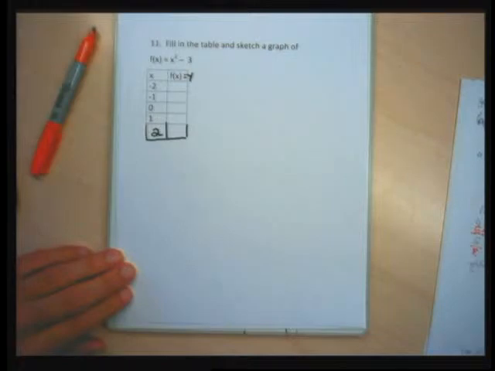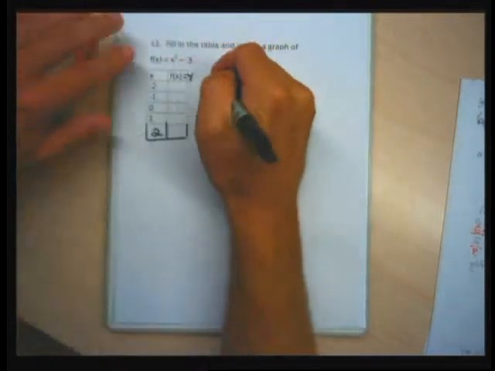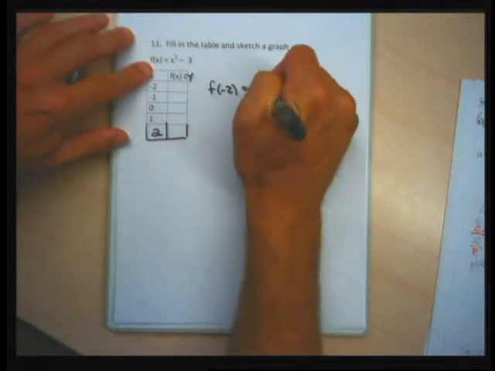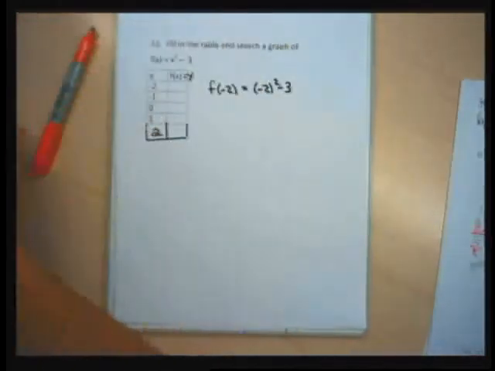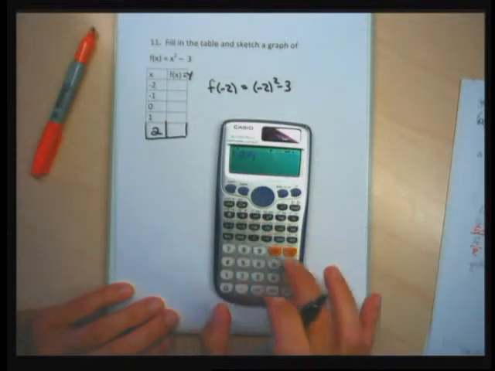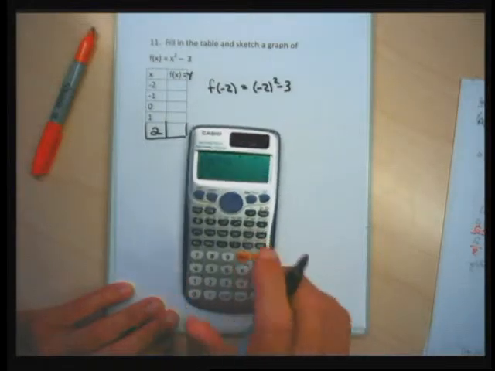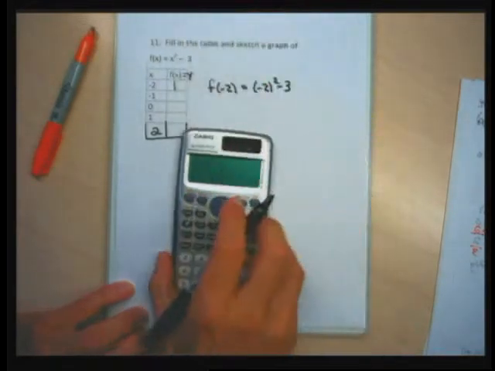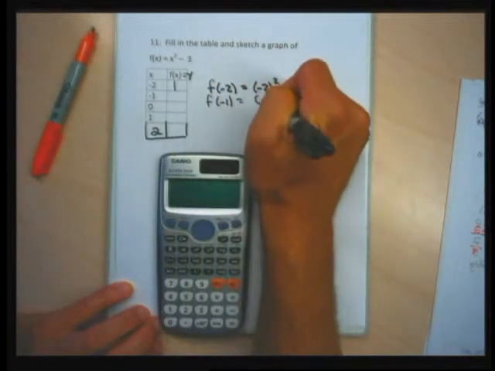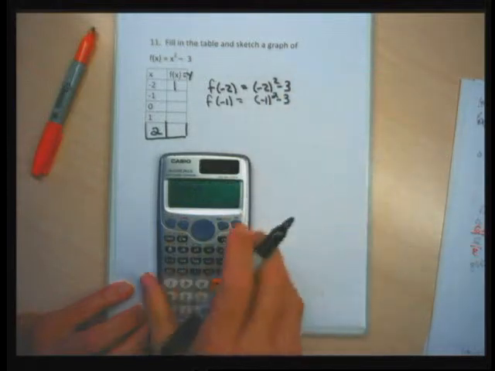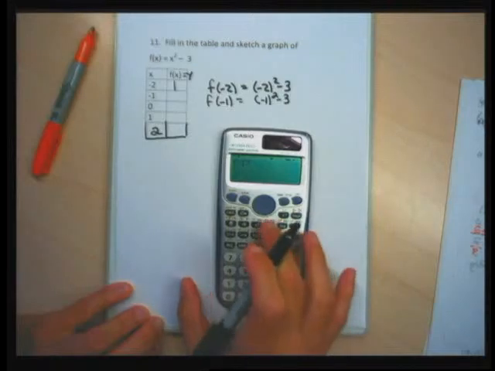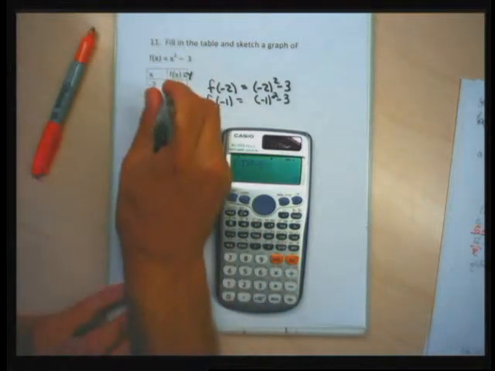f of x and y are interchangeable. What I'm going to do is f of negative 2. Plugging that in, I get negative 2 squared minus 3. I don't need my calculator to do that, but I could use it. It's going to be 4 minus 3, which is 1. I'm just filling the whole table, then I'm going to do my graph. f of negative 1 is going to be negative 1 squared minus 3, which is negative 2.